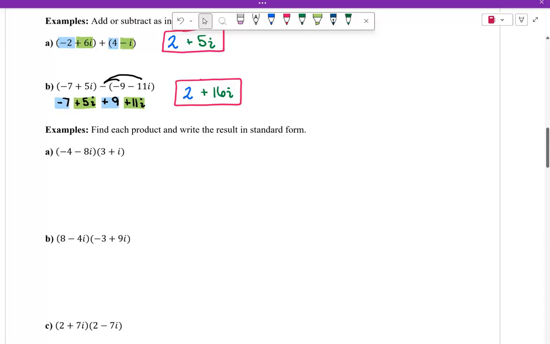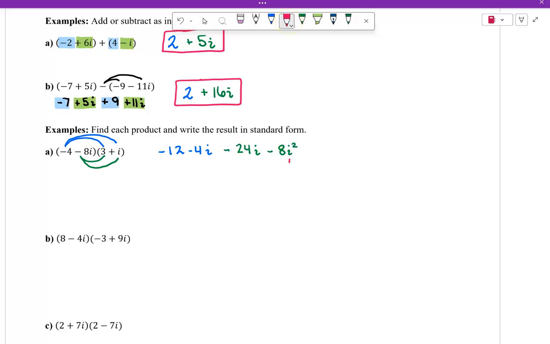Okay, so the next little section that we're going to do is multiplying. We are going to distribute this negative 4 to everything in the back. So we're going to have negative 12 minus 4i. Then we're going to distribute the negative 8 to everything in the back. So we will get negative 24i. And then we will get negative 8i squared.